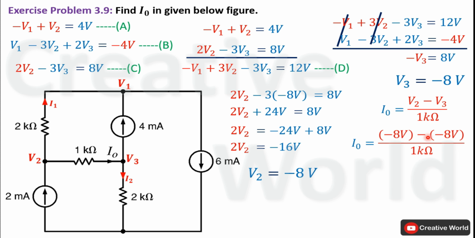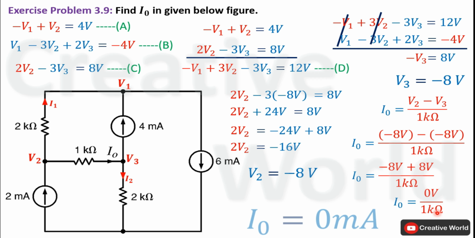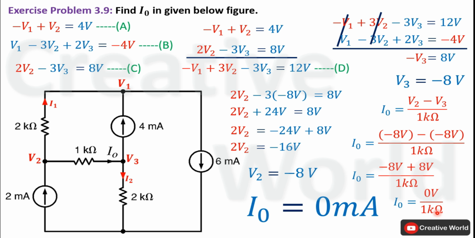Open these brackets. This minus outside of the bracket will multiply with minus 8. It will become plus 8. Now the sum of minus 8 volt and plus 8 volt will become 0 volt. 0 divided by 1 kilo ohm will result in 0 milliampere. So the value of current I0 from this branch is equal to 0 milliampere.